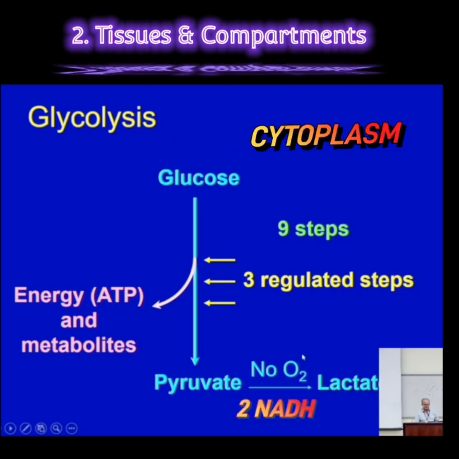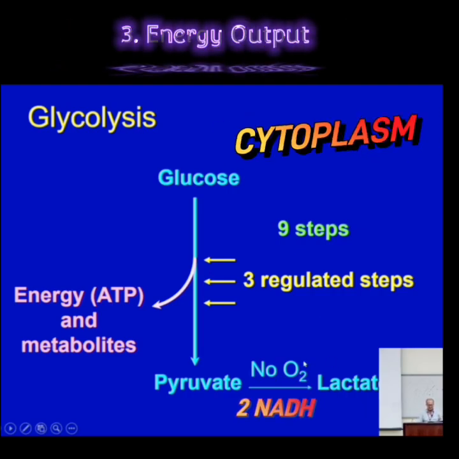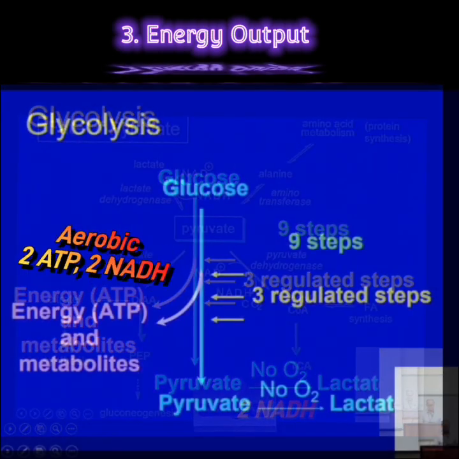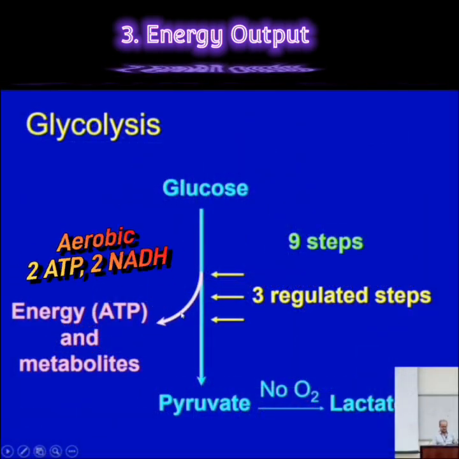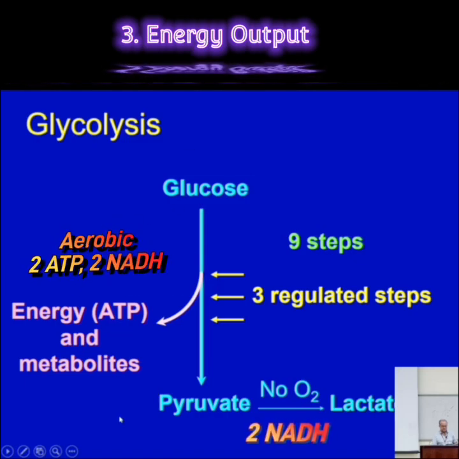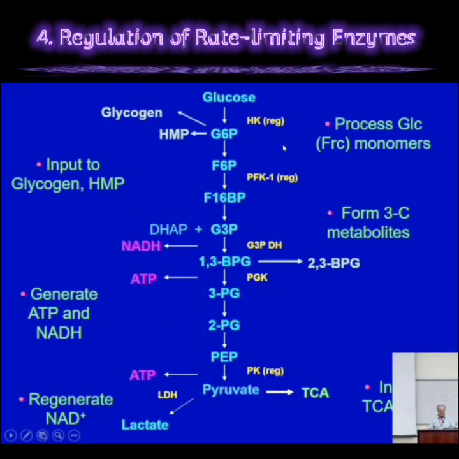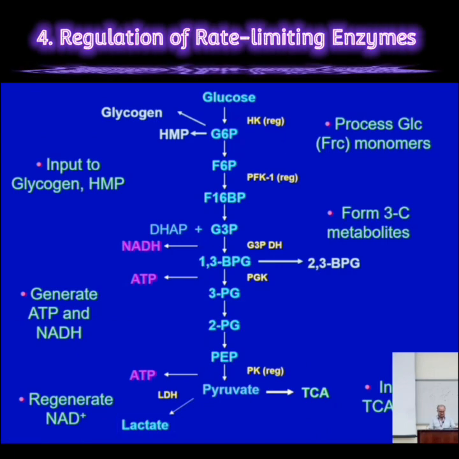The net energy output from aerobic glycolysis is 2 ATPs and 2 NADHs. Anaerobic glycolysis produces lactate and 2 ATPs only. And that really brings us to item number 4, which is going to be very important.